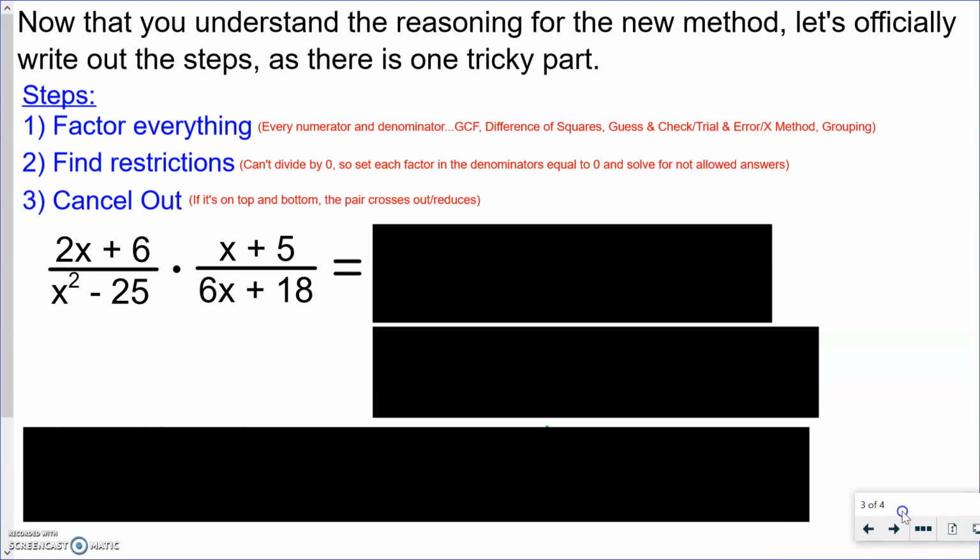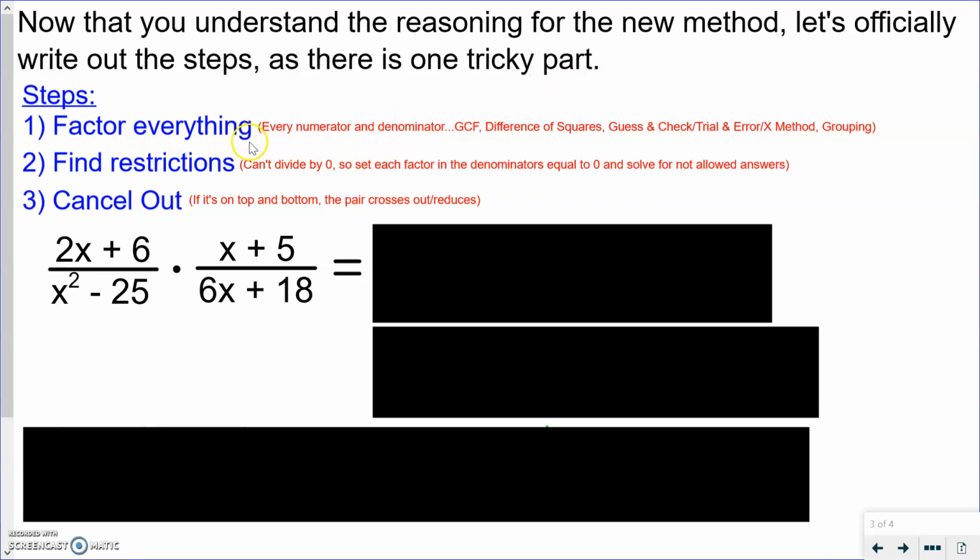So now that you understand the reasoning for the new method, let's officially write the steps, as there is one tricky part. So step 1, factor everything, every numerator, every denominator. Remember, you do GCF first. Then if it's 2 terms, you do difference of squares. If it's 3 terms, you can do guess and check, trial and error, X method, grouping, whatever your teacher showed you. Then you can find restrictions.